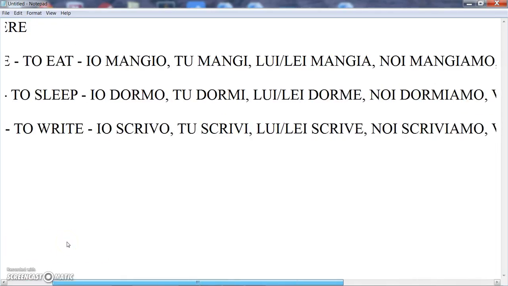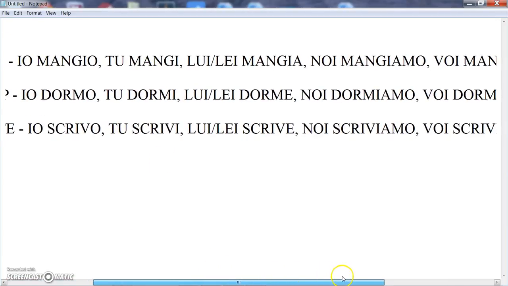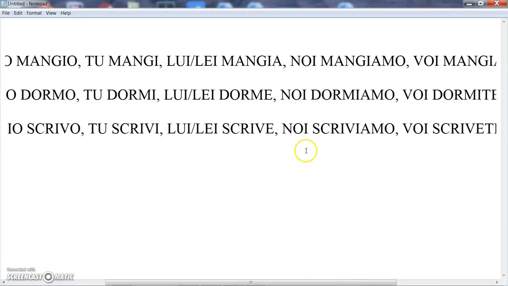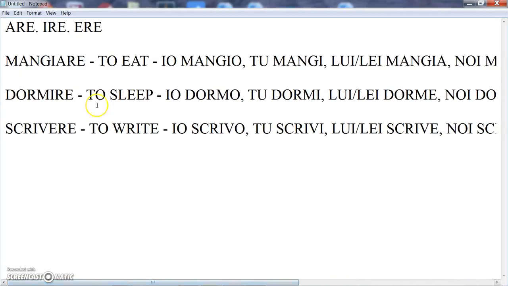So it's io scrivo, which as you can see, follows the same pattern. Tu scrivi follows the same pattern. And for the lui and lei, he or she, it actually follows the same rule as the IRE and not the ARE. So it would be lui lei scrive. Noi scriviamo is the same, just like in the other ones. Voi scrivete, which is different. Again, there are the slight differences. And then loro scrivono, just like in the IRE verb up here.